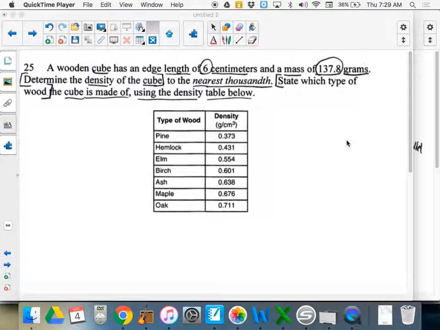Question number 25. We've underlined important information, circled numbers, and bracketed the question. In this case, there are two questions they're asking. If you'd like to pause the video and begin trying to solve this on your own, now would be a great time with this information.